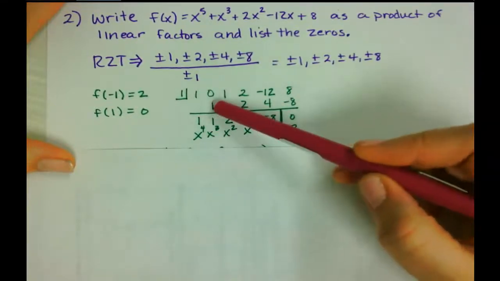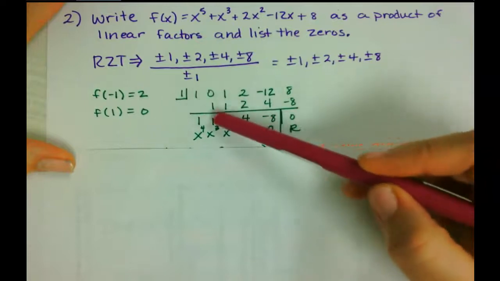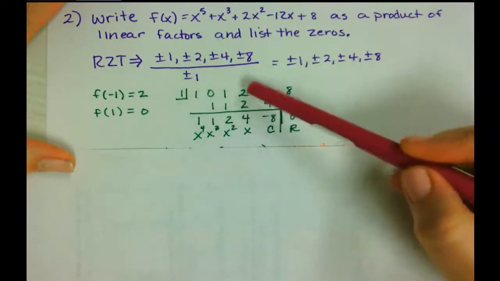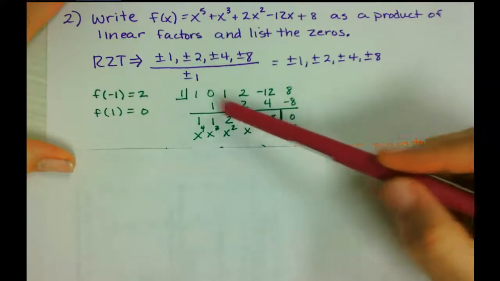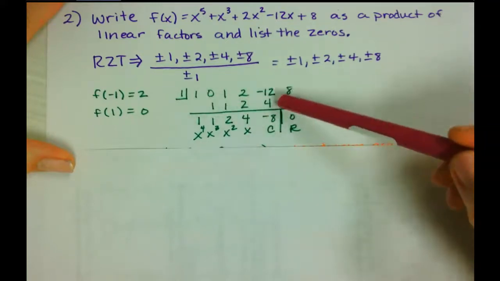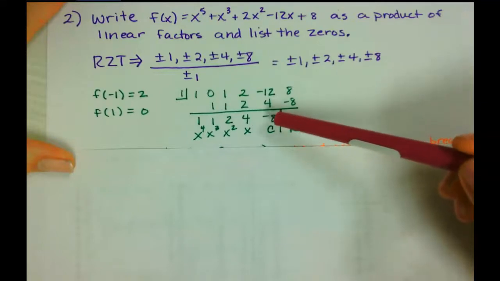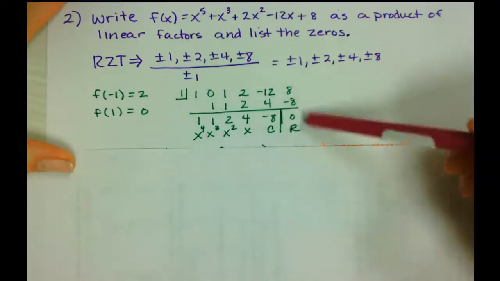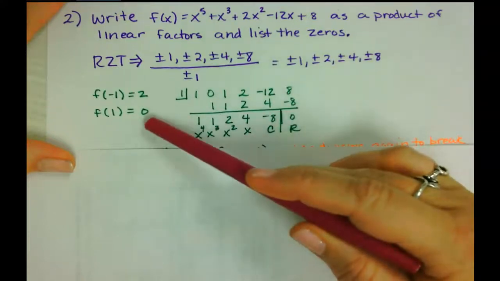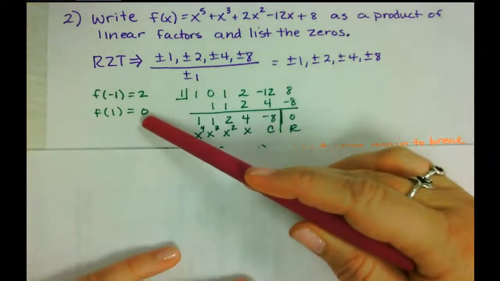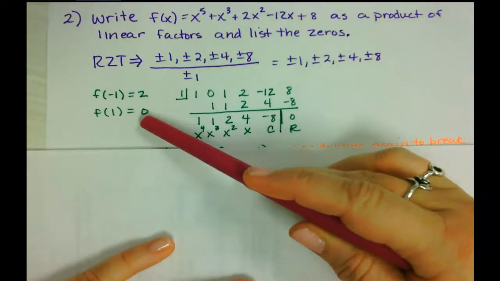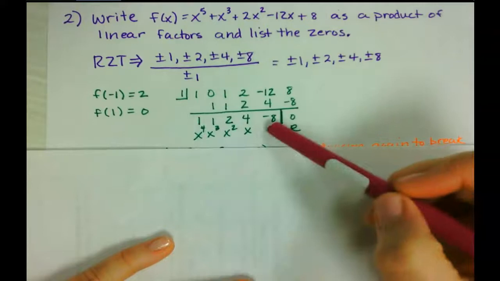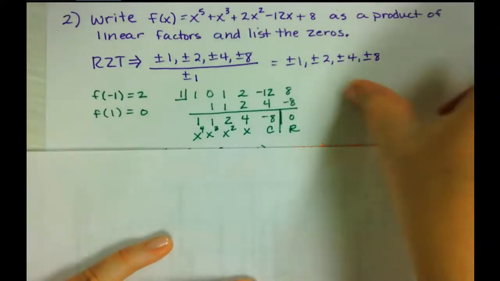1 times 1 is 1. 0 plus 1 is 1. 1 times 1 is 1. 1 plus 1 is 2. 2 times 1 is 2. 2 plus 2 is 4. 4 times 1 is 4. Negative 12 plus 4 gives me negative 8. Negative 8 times 1 is negative 8. 8 plus negative 8 is 0. So I did get that 0 remainder just like I knew I should from where I used my rational zero test and I used my factor theorem. And this right here is the other factor.